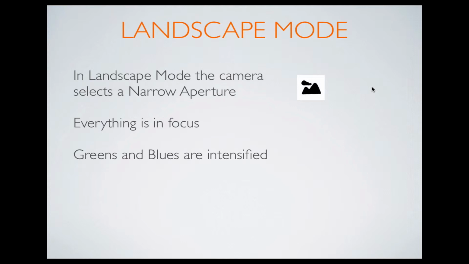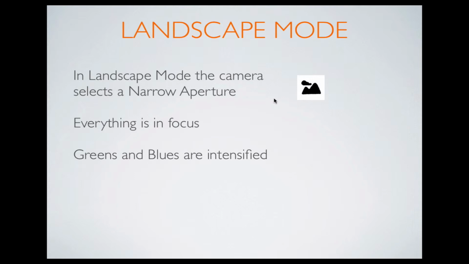Landscape mode is the next one around, and here you'll see it represented by these little hills and a little cloud or something similar to that. And what happens in landscape mode is the camera selects a narrow aperture, which is the flip-flop of that wide aperture setting that you get with a portrait mode. So in landscape mode, that narrow aperture means that everything is now in focus from where you can see to infinity. And this is what you want for landscape photography, for wide open scenery, for architectural pictures. Usually you want everything in focus from what your eye can see to infinity.